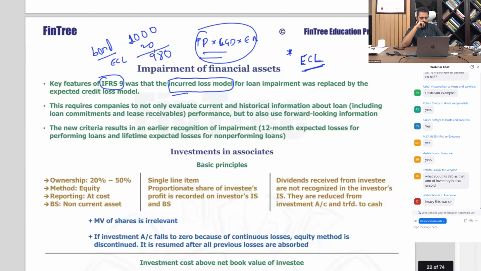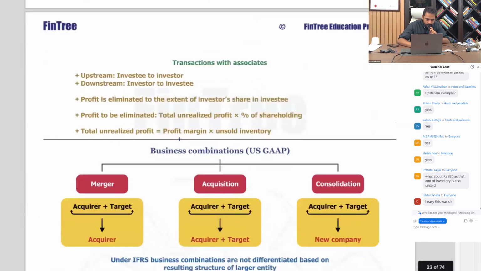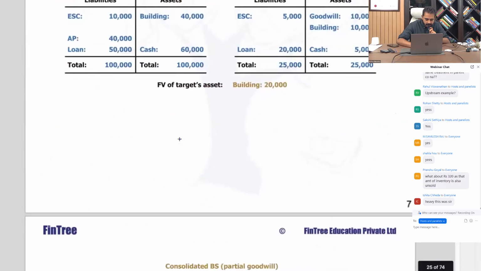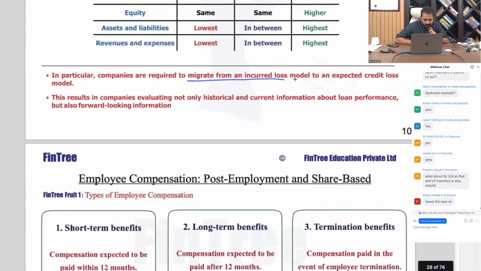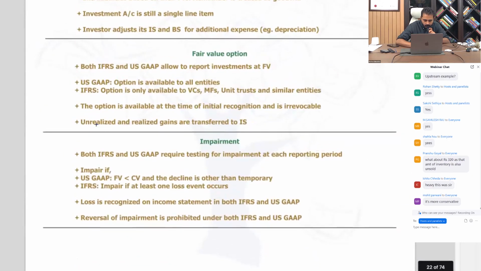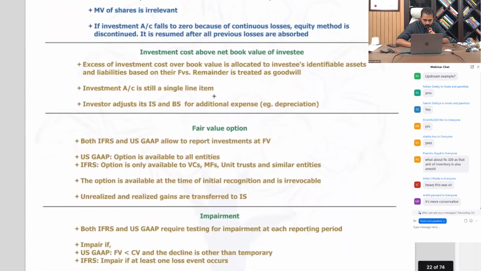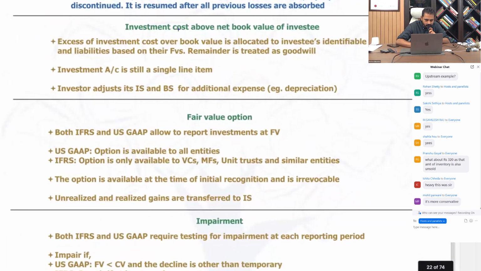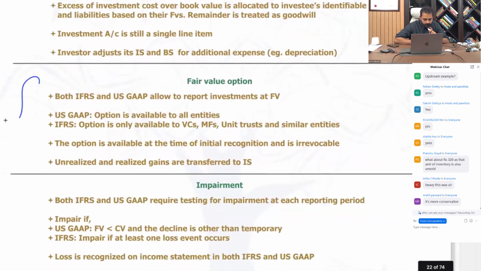Have you understood this? So this is a big thing. We've put this twice in the juice notes, once here and once right at the bottom of the reading. So keep an eye on this. The same sentence: companies have migrated from incurred loss model to expected loss model. All right. Let's see. Have we covered all the theory for you? This part we've done. Investment associates, that's taken care of. If there's a cost above the book value, we assign that to fair value. This part we need to do.